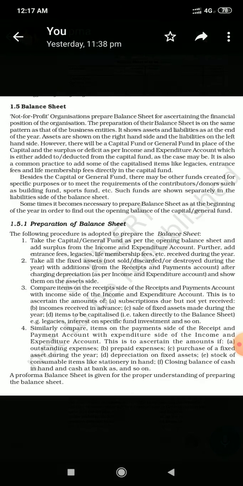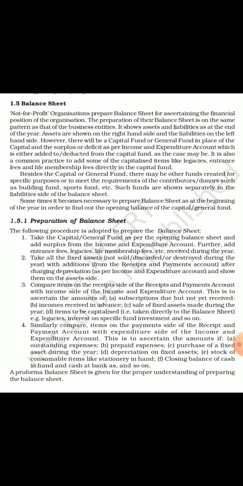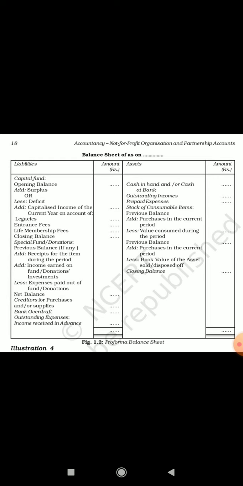After that, we are going to see some different types of assets and liabilities. We take all these on the liability side and asset side. Next, we are going to see the pro forma, how to present the different liabilities and assets in the balance sheet of a not-for-profit organization. Now see, it's a pro forma of a balance sheet. First we are going to see the liability side.